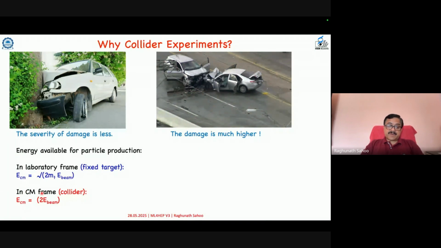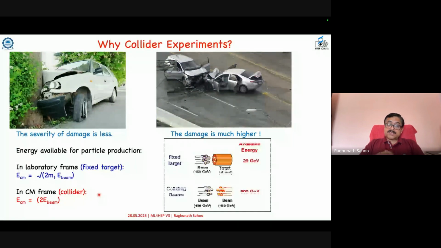Whereas in the center of mass frame, which is the collider frame, your center of mass energy goes like twice the beam energy. That means more energy is available for particle production in a collider experiment in comparison with the fixed target experiment. So this is preferred. And the fixed target experiment has its own advantage of achieving higher luminosity. That is why the next generation experiment coming at GSI, the FAIR experiment, is a fixed target experiment. Of course, I will not discuss those things in this presentation.